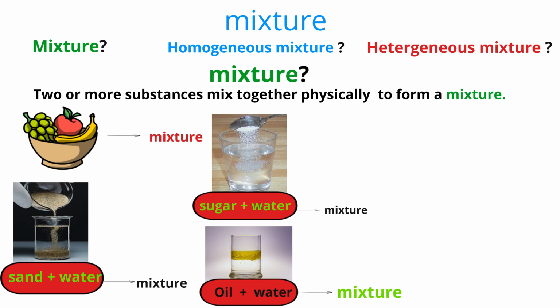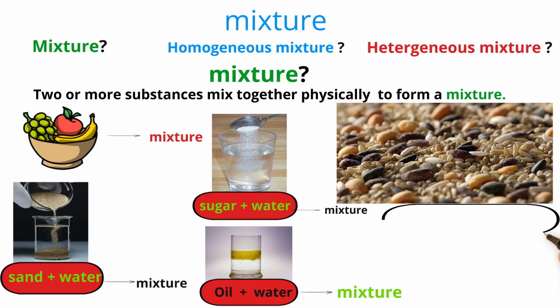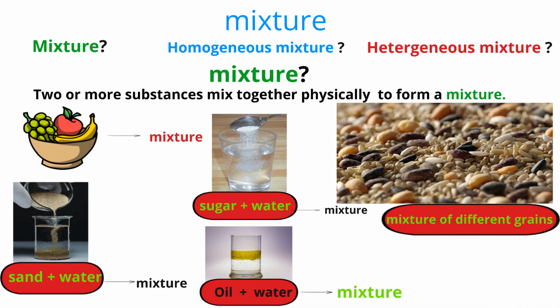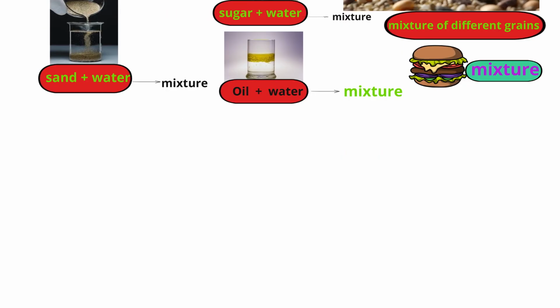Now, when we mix or combine different grains, we form a mixture. As you can see, this one is a mixture of different grains. So it is an example of a mixture. A burger is an example of a mixture because it is a combination of different foods.